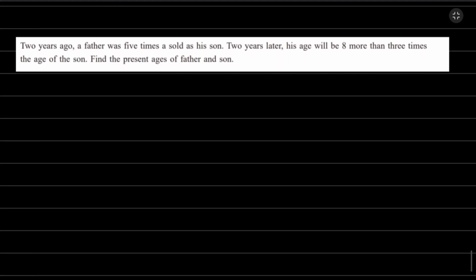So the next question is an age-related problem. Very, very easy. The question is, 2 years ago, a father was 5 times as old as his son. So this is "as old as". Okay. So let's correct it. Here, as old as. I hope you understood. 2 years later, his age will be 8 more than 3 times the age of the son. Find the present ages of father and son.